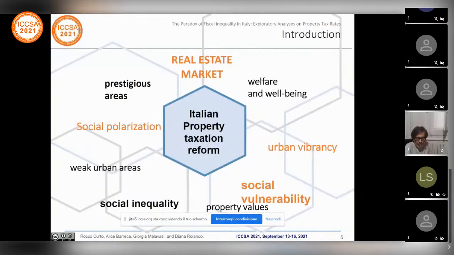In Italy, the process of property taxation reform has been talked about for many years, but it has never really started. Moreover, the structural changes that emerged in the last decades amplified social inequalities and determined a real territorial polarization between weak and prestigious urban areas, also in the real estate market.